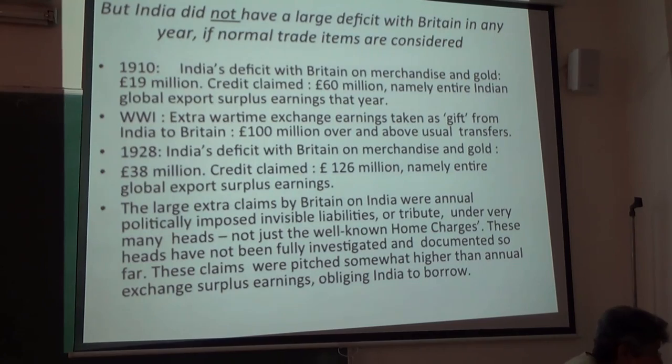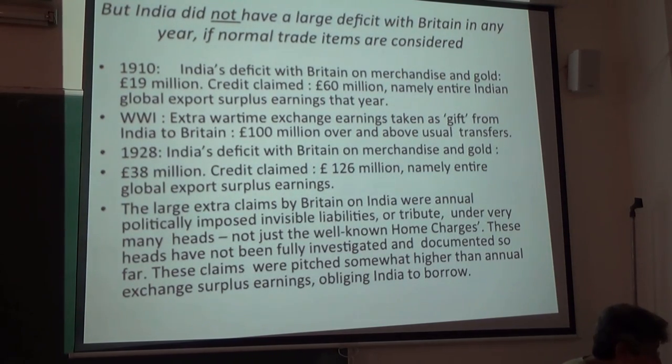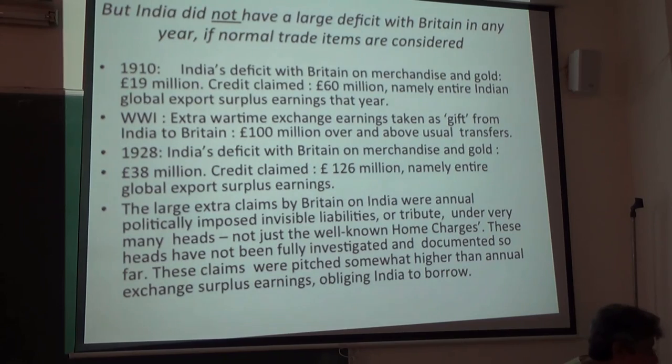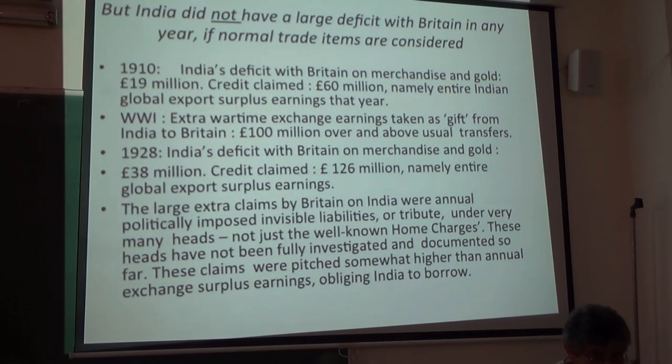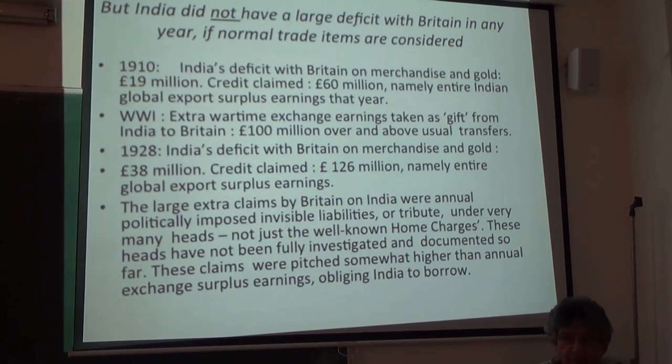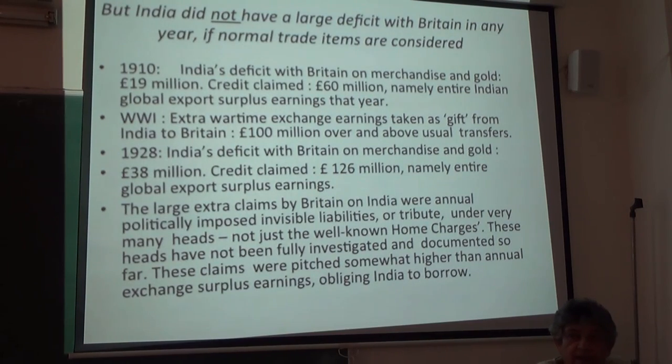In 1910, India's deficit with Britain on merchandise and gold was 19 million pounds. The credit that Britain actually claimed vis-à-vis India was 60 million pounds. This was the total of India's export surplus earnings from the world. So what explains the difference? If you take dividends and so on, that's very small, because the investment by Britain in India was very small. And we are not taking things like freight and insurance and so forth, because we are taking imports CIF in any case. Okay? Those are already being included.